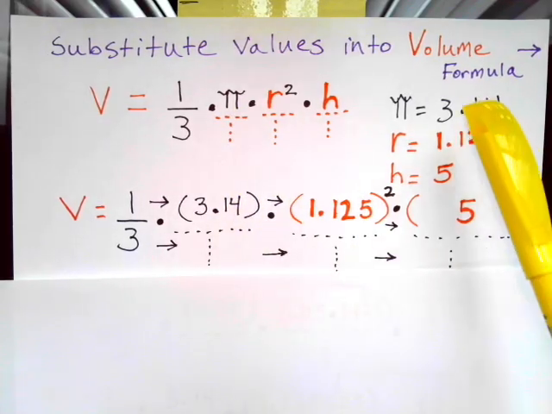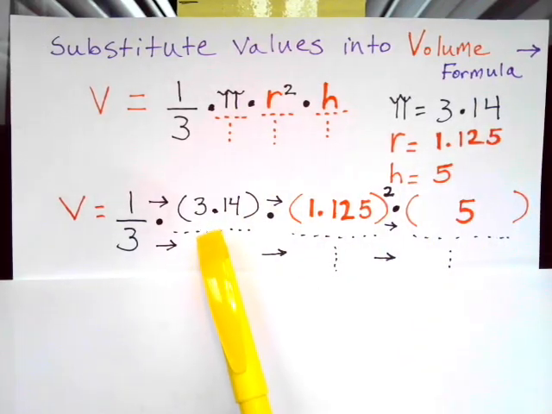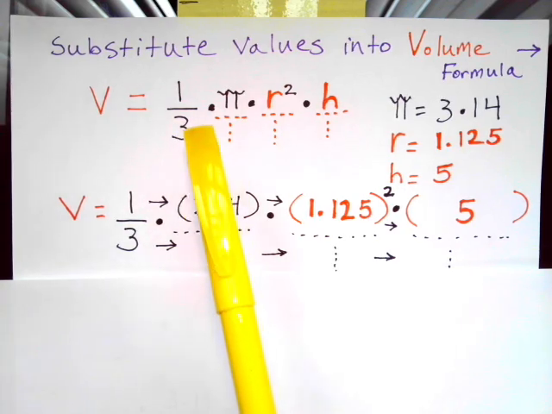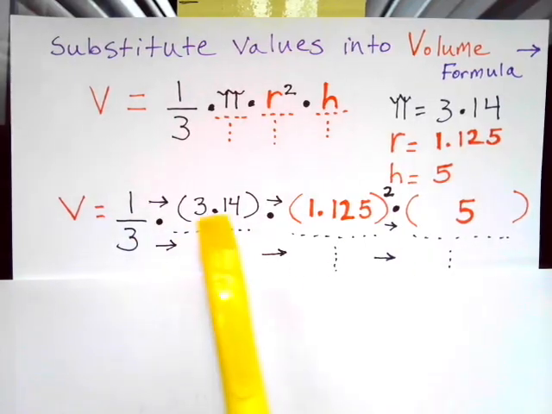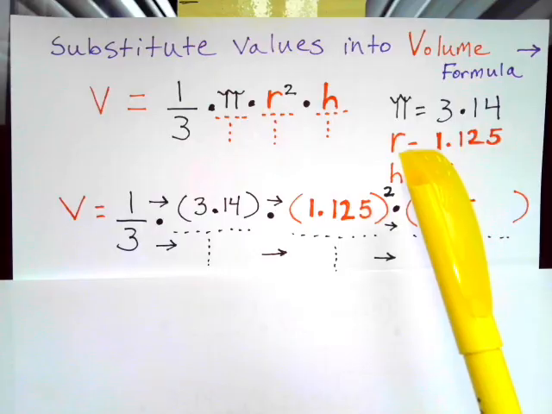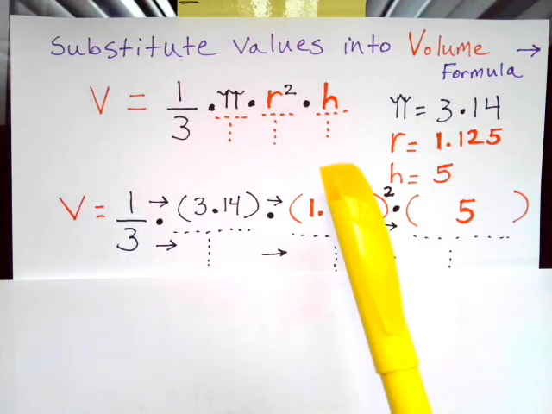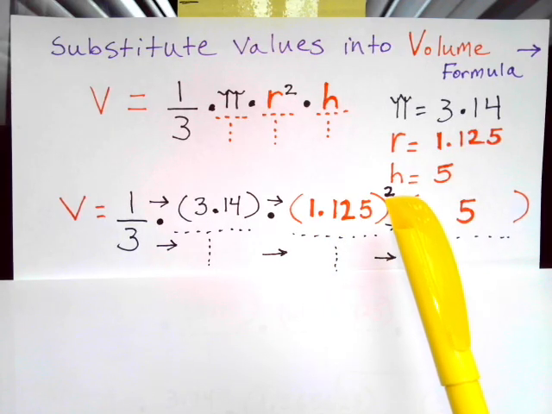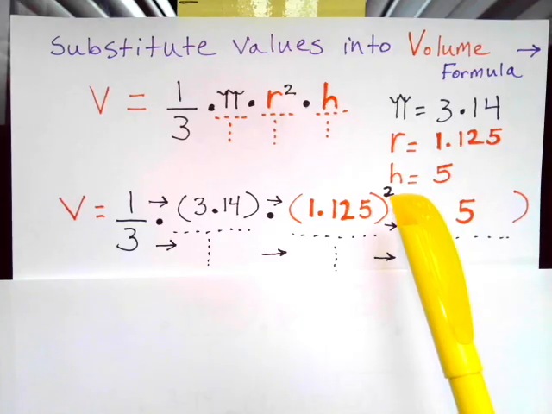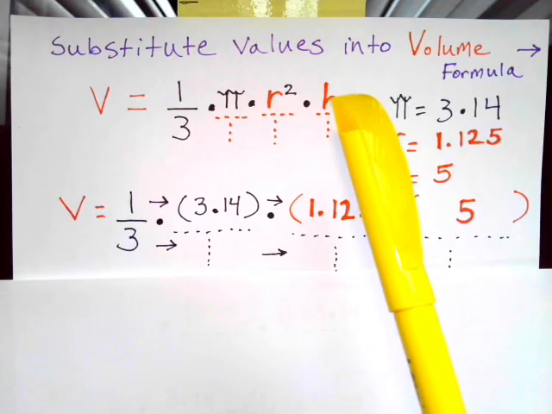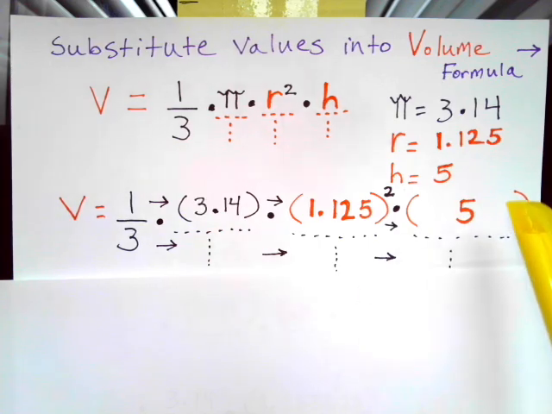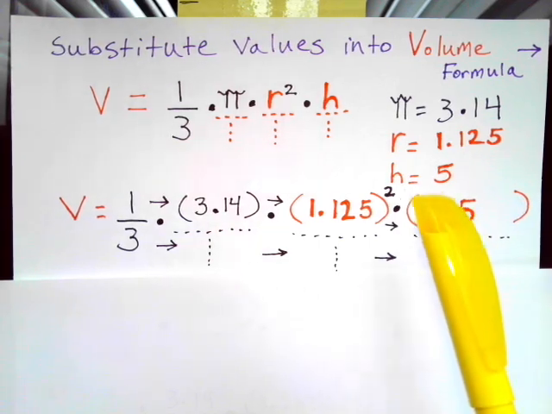First, I want to explain pi is 3.14, so I substituted 3.14 for pi. And again, I mentioned how each of these are multiplying with each other. So that's what I'm showing you here. The radius squared, r, is 1.125, so I substitute 1.125 for r. And I don't forget it's raised to that power of 2, or r squared, right? 1.125 squared. Times the height. Then my height value is 5, so I'll substitute 5 for h.